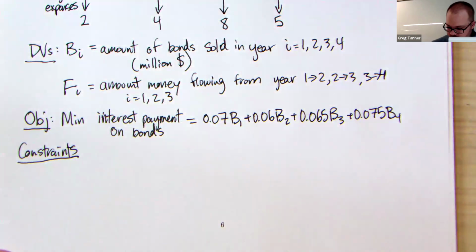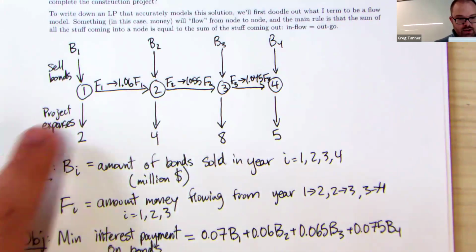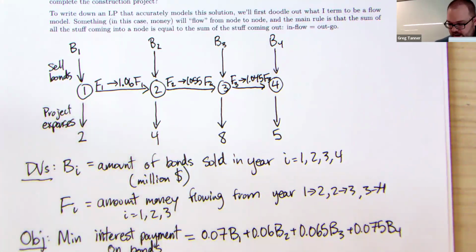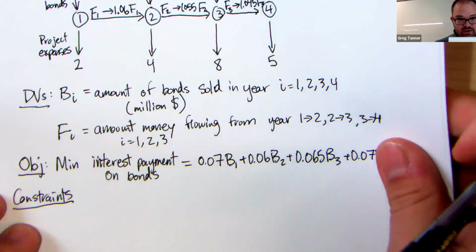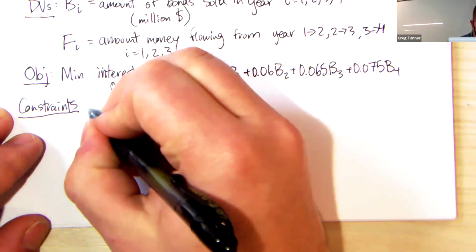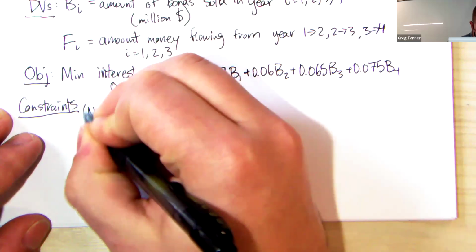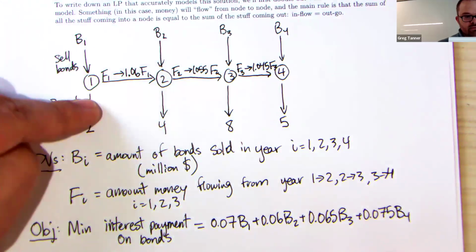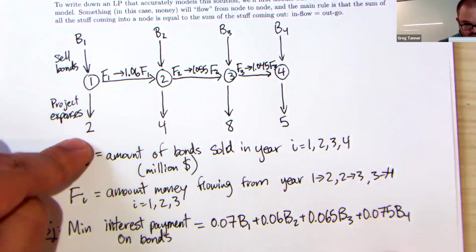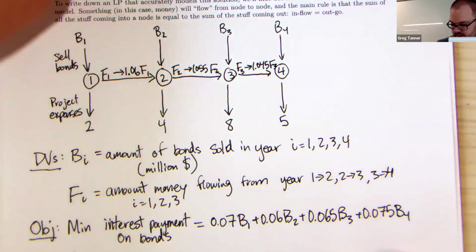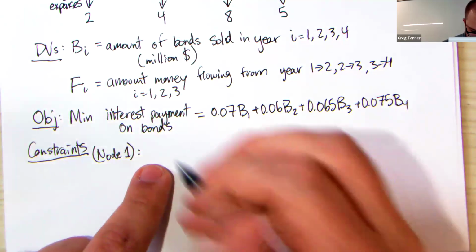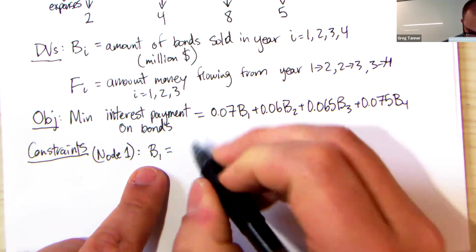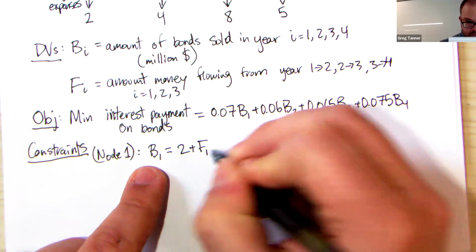Okay, now let's talk about constraints. The main constraints are going to be of the form inflow equals outflow, or outgo. And so the sum of all the ins to a node has to be equal to the sum of all the outs. And so we'll have one of these constraints for each node. And so let's look at node 1. What goes in? Well, B1 is the money flowing in. Flowing out is $2 million as well as F1. And so the in is B1, which has to be equal to the out, which is 2 plus F1.